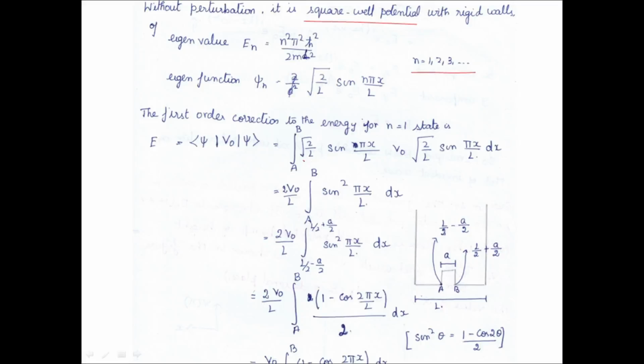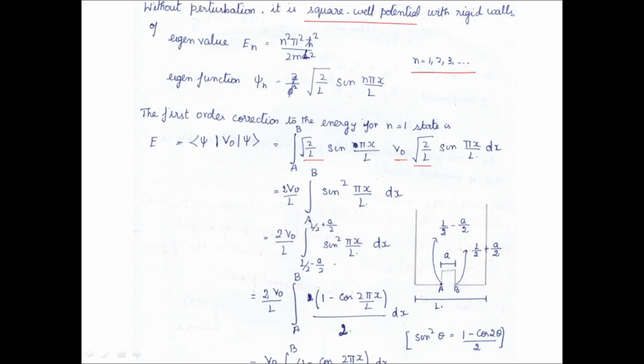The constant terms can be taken out. So we will get 2 V naught by L times the integral from a to b of sine square pi x divided by L dx. We have to find the value of a and b, that is the limits. This is the given potential well. The total length is L and the potential bump width is a. So point a corresponds to the position L divided by 2 minus a by 2, and b corresponds to the position L by 2 plus a divided by 2. Therefore, we can apply the limit.